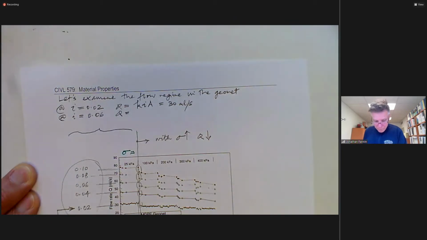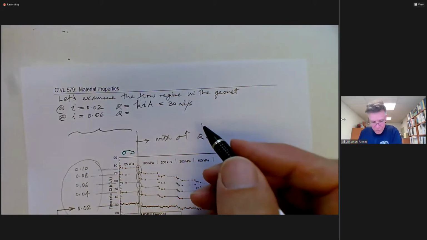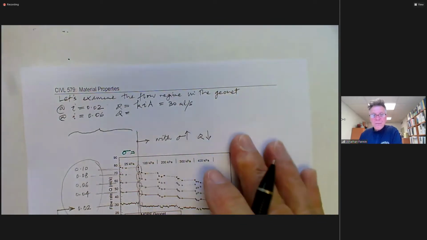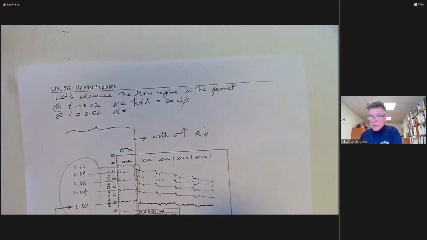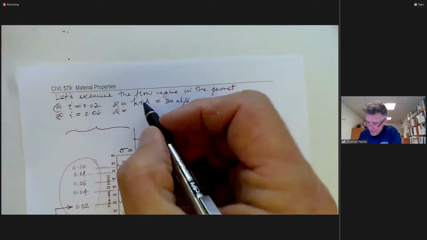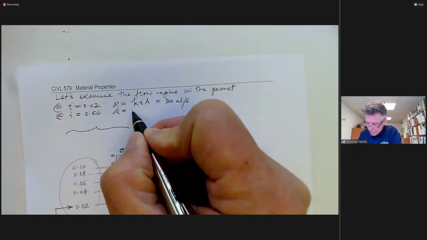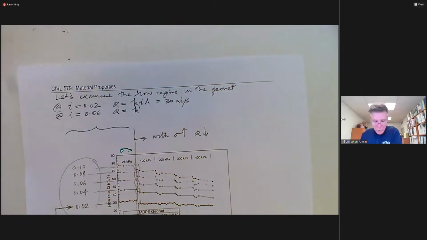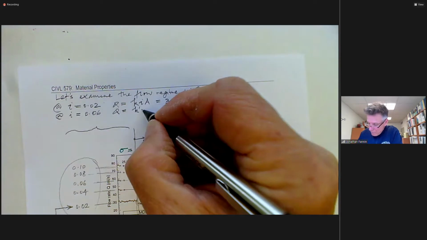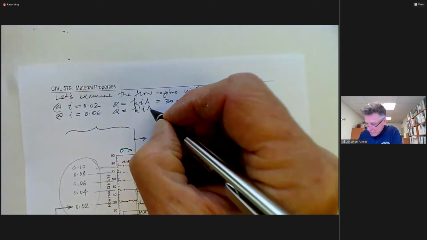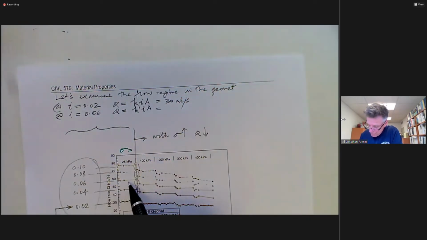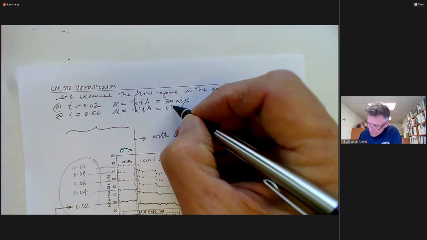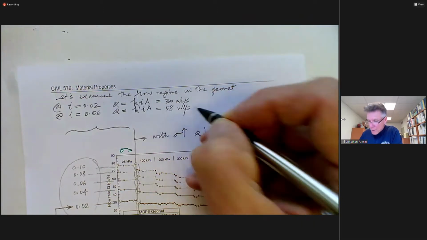What is Q? Q is equal to, now we're postulating that the equivalent hydraulic conductivity is diminished, that it's compromised by semi-turbulent flow. So I'm going to give it a different K. I'm going to call it K prime. We know what the hydraulic gradient is, we know what A is, and the flow rate at 0.06 is, let's call it 58 milliliters per second.